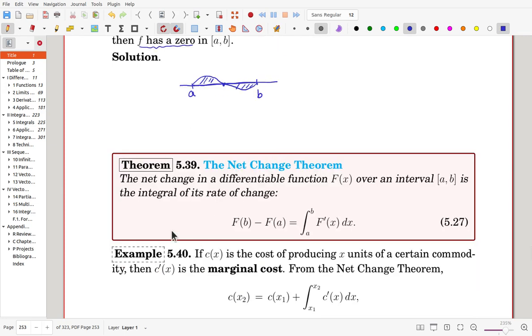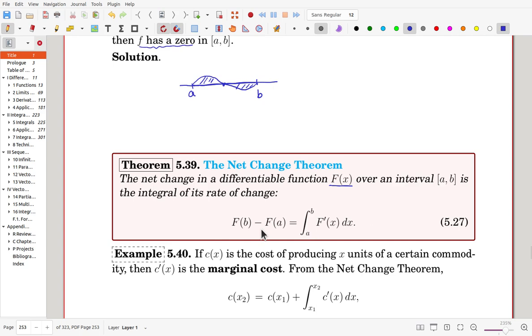Here, this is the net change theorem, which is almost the same as the fundamental theorem of calculus part 2. Here, for a differentiable function f of x, the net change over the interval a to b is the integral of its derivative. Here, the integral from a to b of f prime is the same as f of b minus f of a.